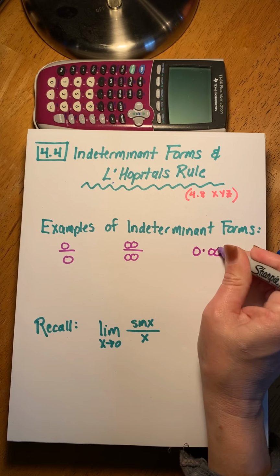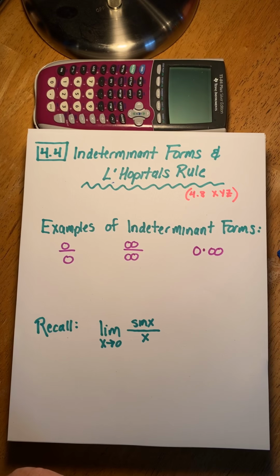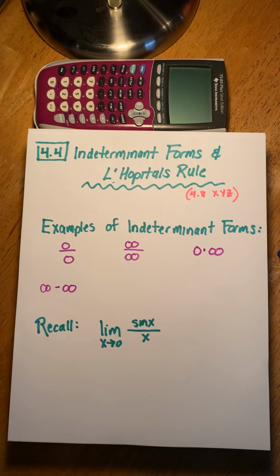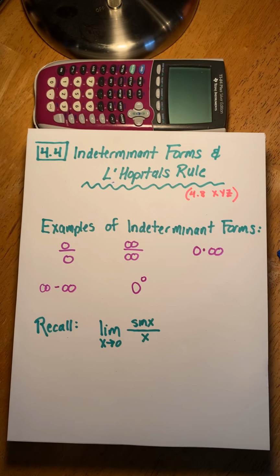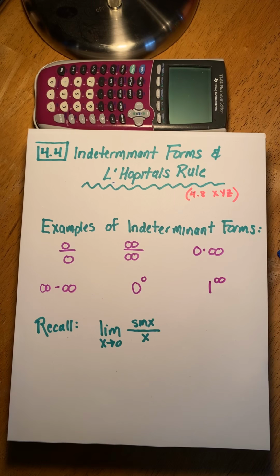0 times infinity, positive or negative infinity. We don't know the value of this either. That's another indeterminate form. Infinity minus infinity is also an indeterminate form. 0 to the 0 power and 1 to the infinity power. None of these we have a concrete value for. Depends on from which the problem stems, and we have to investigate further.